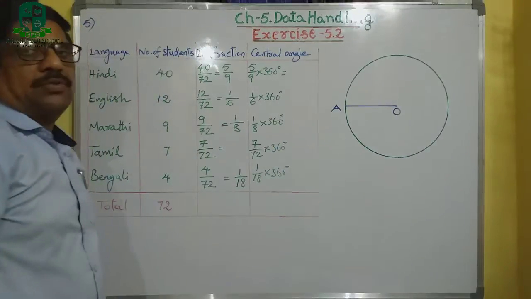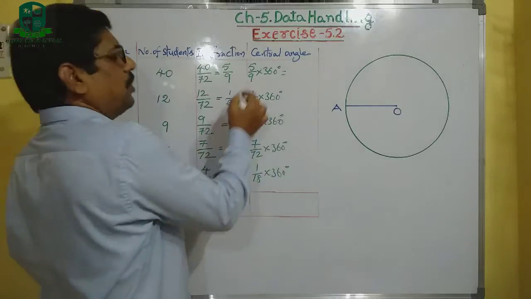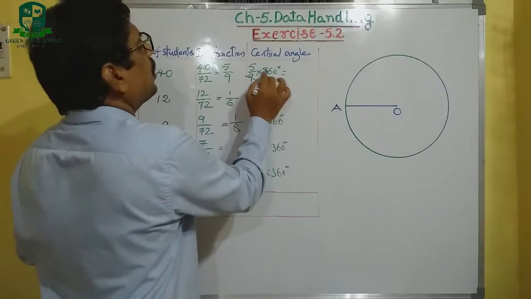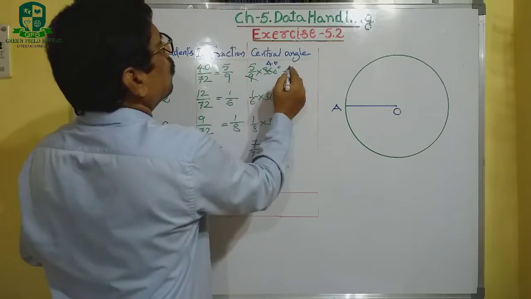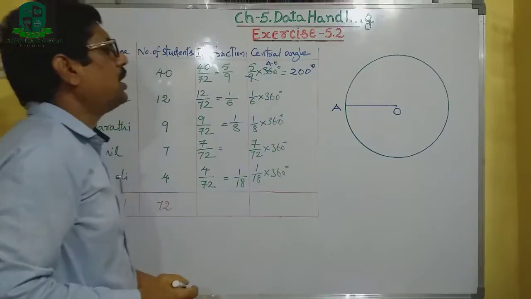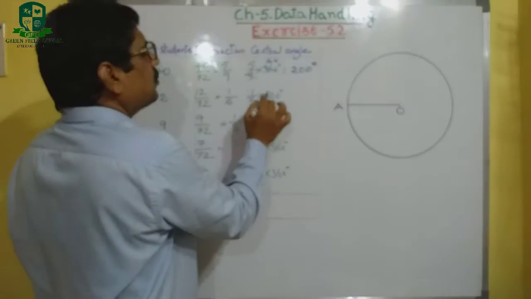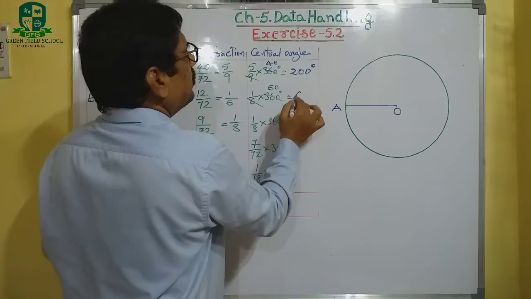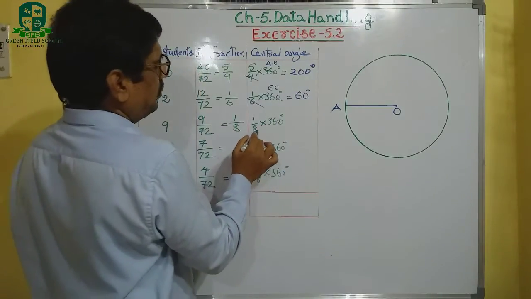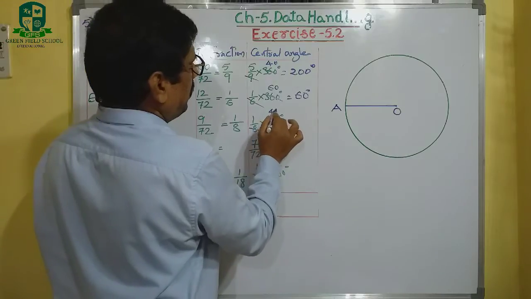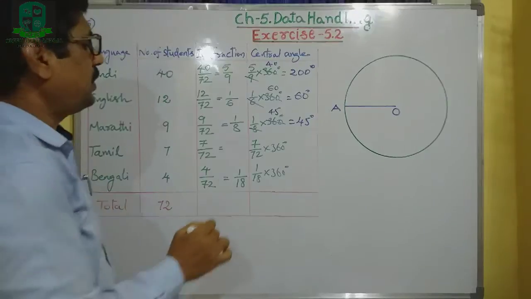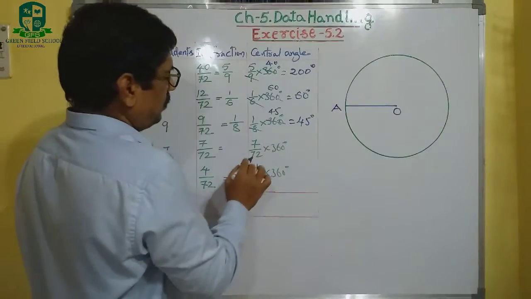Now you look at this. How can you cancel? In the 9 table, 9 40s. So 5 into 40, 200 degrees. The first angle is 200 degrees. Here in the 6 table, 6 60s. I get 60 degrees angle. Here in the 8 table directly, 8 45s. We get 45 degrees.